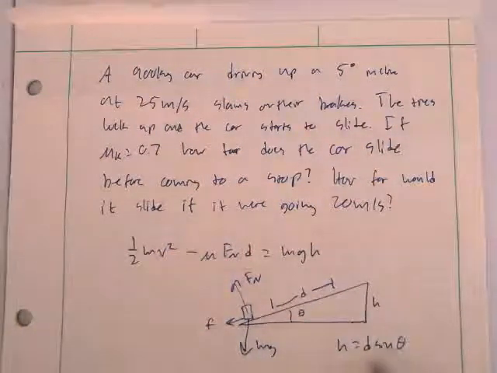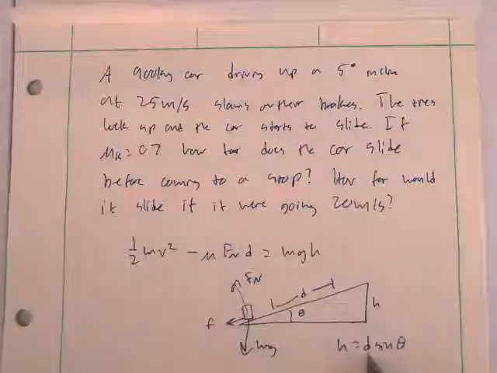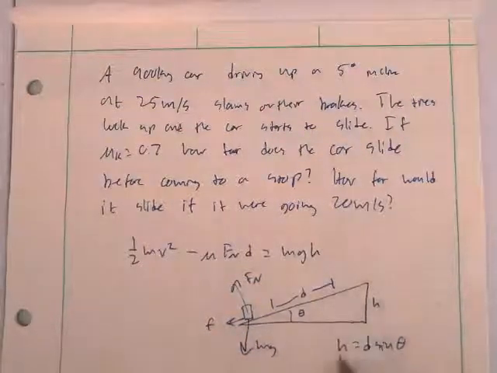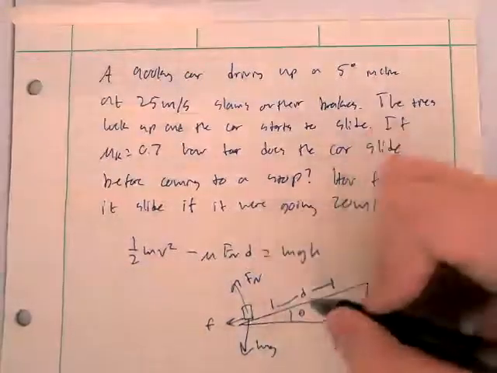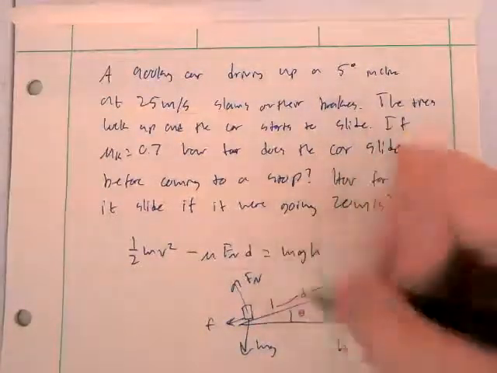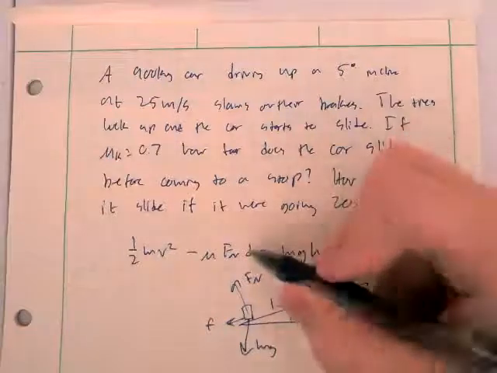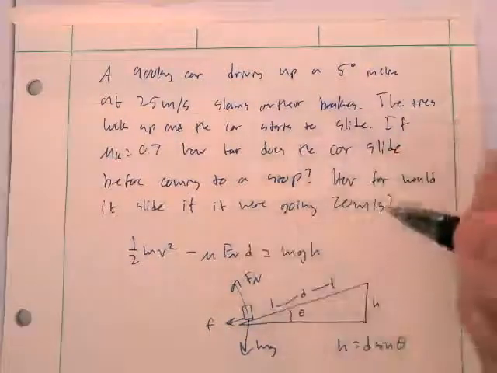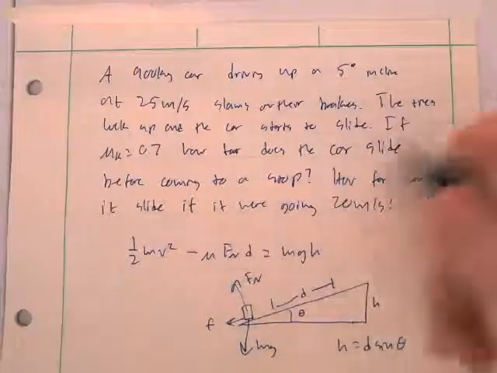So opposite over hypotenuse, multiply by the hypotenuse. H is just going to be d sine theta. This is good because that now puts another term of d in our equation, which is what we want to find, right? We want to find what the actual displacement was of this car sliding. So we can rewrite this a little bit.